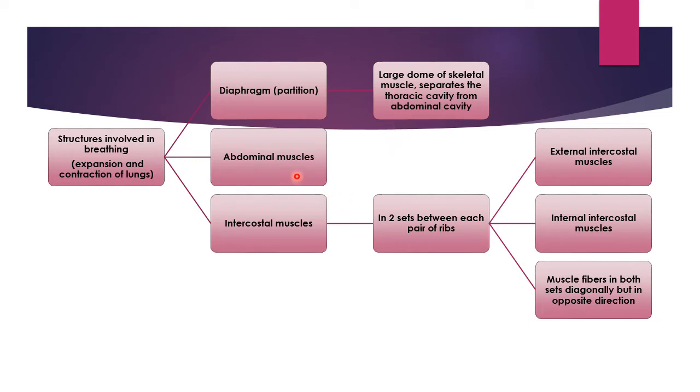Abdominal muscles means the muscles that are present in the abdominal cavity, and intercostal muscles, they are actually present in two sets between each pair of ribs. And what are these two sets called? These are known as external intercostal muscles that are present on the outer side, and internal intercostal muscles that are present on the inner side. And the muscle fibers, obviously these are muscles, so muscle fibers must be present in them. The fibers which are present in these intercostal muscles run diagonally in both sets but in opposite directions.